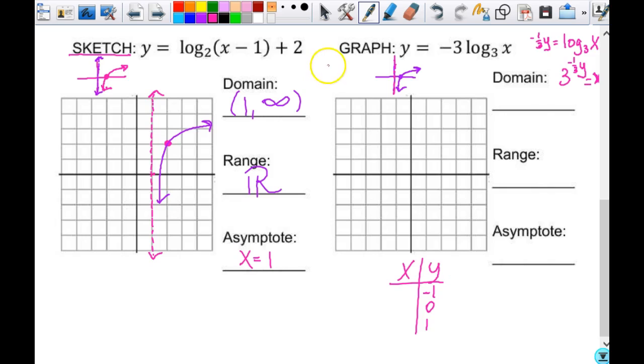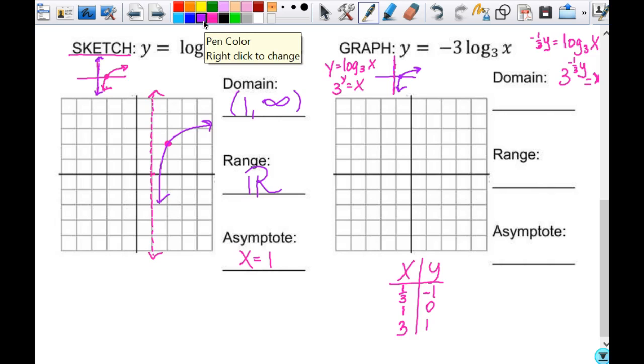And my parent function would be y equals log base 3 of x, which means I'm just looking at 3 to the y equals x. And that becomes a whole lot better. You see the difference? If we do that, then do the transformations, things come out a lot nicer. So if I plug in a negative 1 here, what's 3 to the negative 1 power? 1/3. What's 3 to the 0 power? 1. What's 3 to the first power? 3. Okay? So this is my parent function chart.